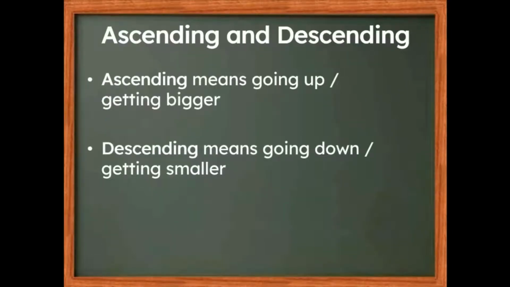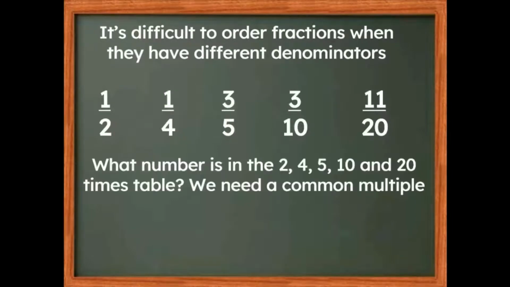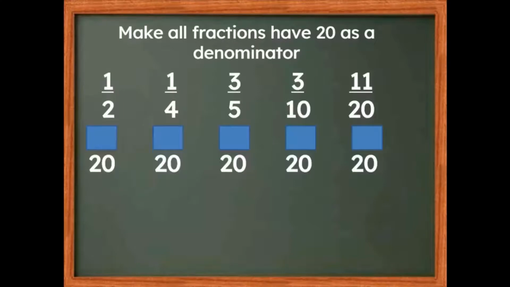Ascending means going up, getting bigger, like going up the stairs. Descending means going down and getting smaller. So we're going to put these in ascending order. What number is in the 2, 4, 5, 10 and 20 times table? We need our common multiple, probably the smallest one. And 20 will do. So turn them all into 20ths.